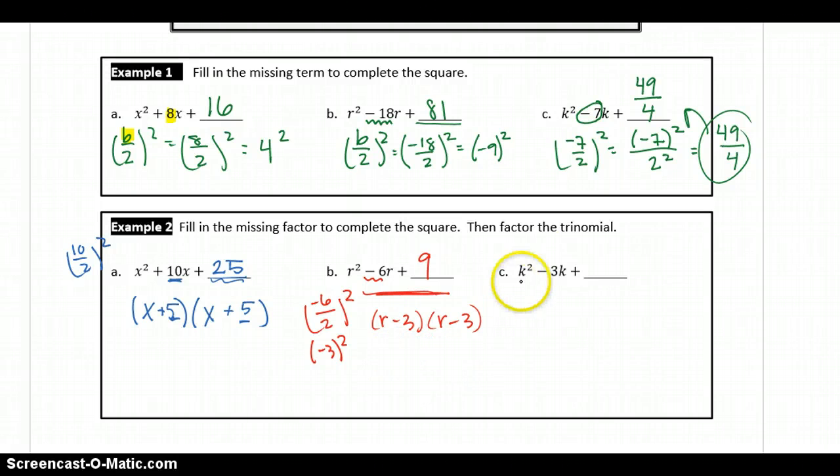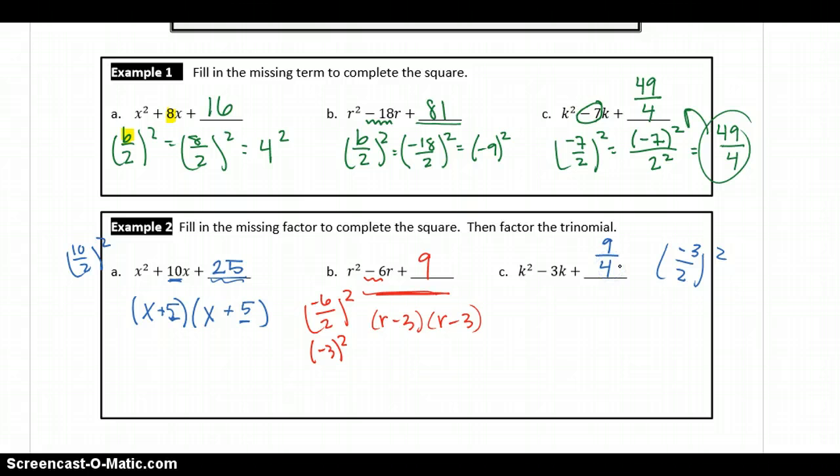Last one, k squared minus 3k plus blank. In that blank, I have to do b over 2 squared, so minus 3 over 2 squared. Again, I can square the top and bottom separately of my fraction, so I have negative 3 squared is 9 over 2 squared, which is 4.